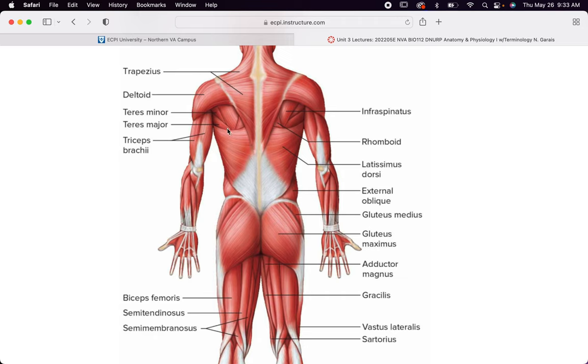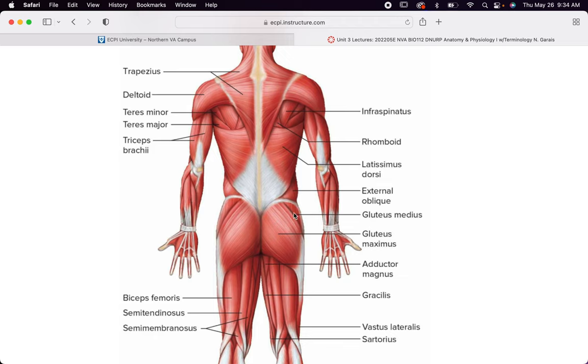Teres minor, major, right? All these inside muscles, infraspinatus, we already know that's part and parcel of your SITS: supraspinatus, infraspinatus, teres minor, and what's S? Subscapularis, right? Nice to know, won't ask on an exam, but what's better? Trapezius, definitely. Deltoid, definitely. Triceps, definitely. Anything on the dorsal side of my body are extensors here in our forearm.